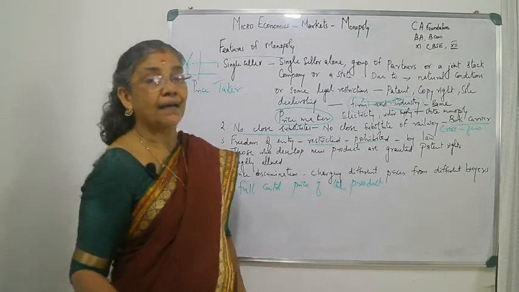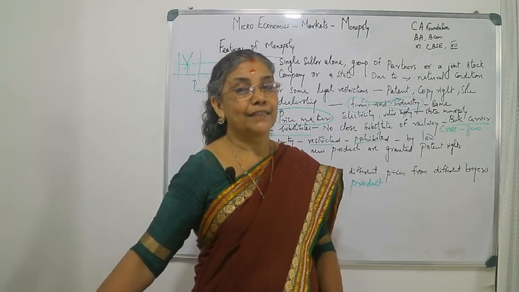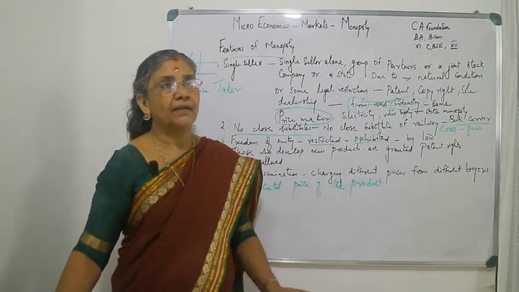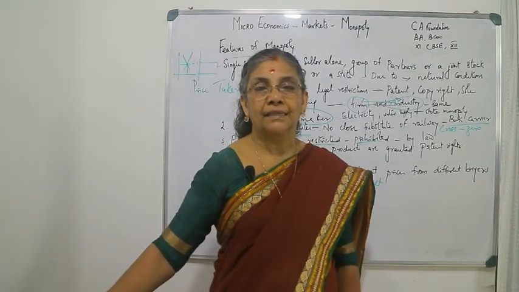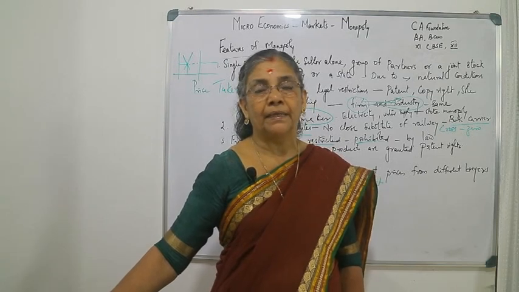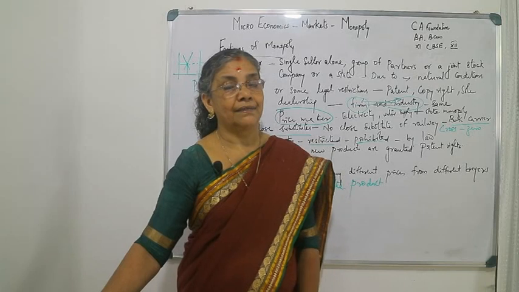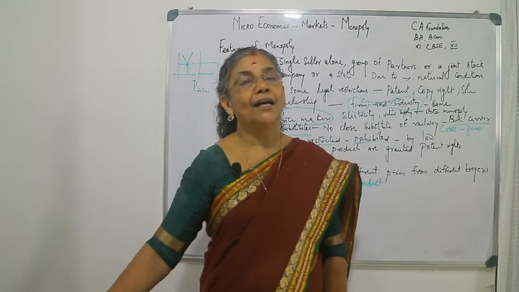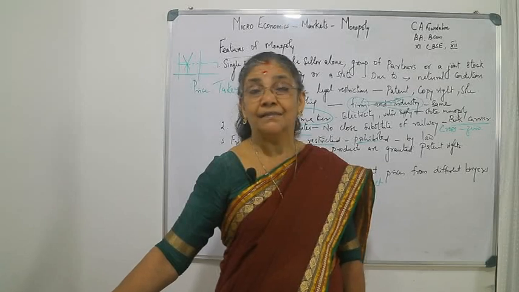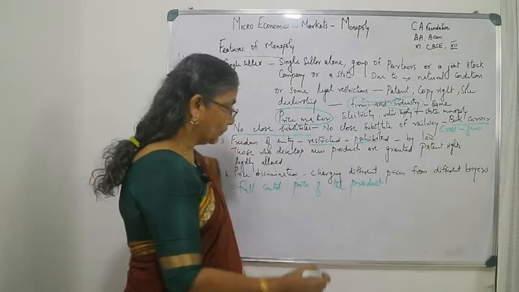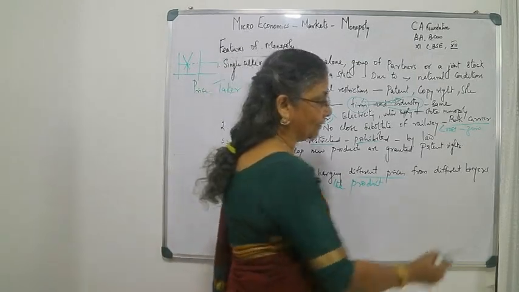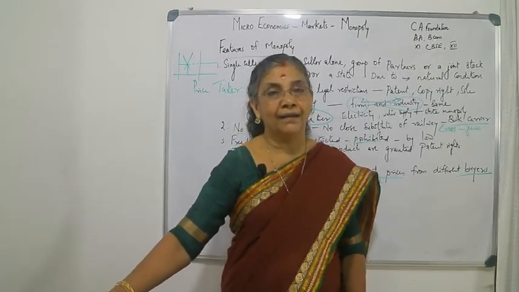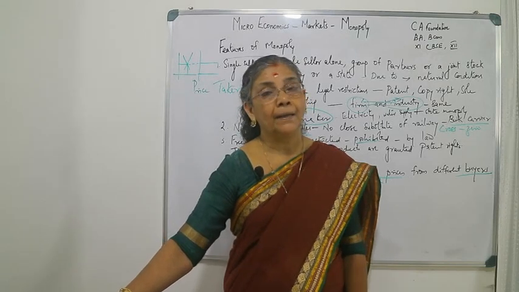Then coming to the next point, price discrimination. What is price discrimination? Charging different prices from different buyers. Regarding hospitals, the doctors will charge differently from different categories of people. For operation charges, from rich people they will charge higher rates, and from poor people they may not charge any operation charge, or they will reduce it. So here the seller charges different prices from different buyers, and this is price discrimination.